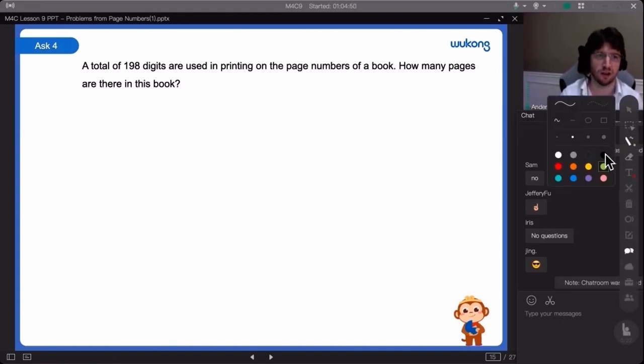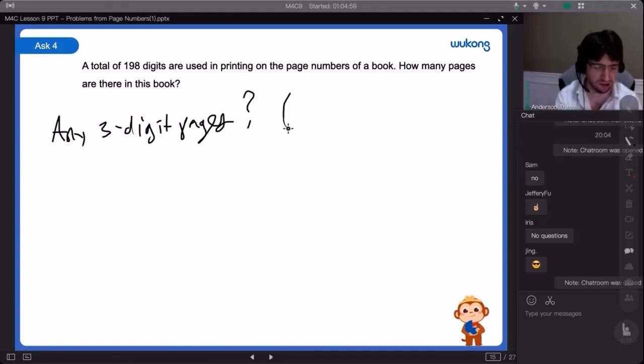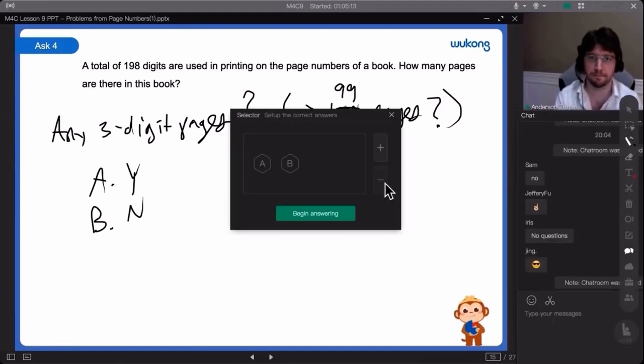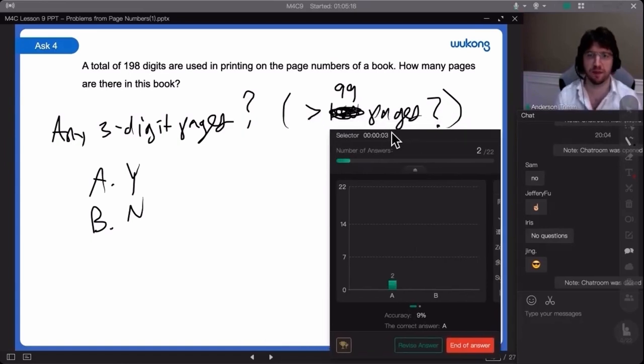So let me ask you a question first. Do you guys think there are any 3-digit pages in this book? So that is, do you think there's greater than 100 pages? Or I guess greater than 99 pages? You can tell me in the selector yes or no, and then you can think about how you know. In the last two, I only used 1-digit numbers and 2-digit numbers, right? So there's more digits now, 198, but is there enough that would be more than 99 pages?